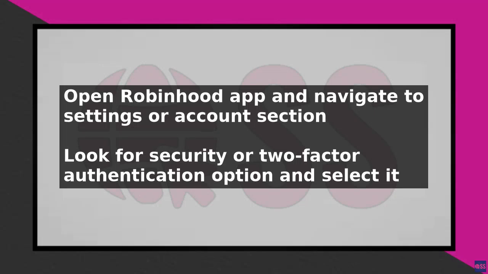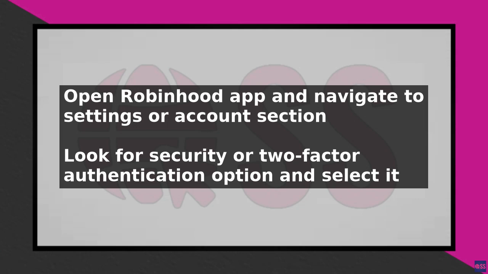To add Robinhood to an authenticator app, you will need to have a Robinhood account and an authenticator app installed on your device. The authenticator app generates a unique code that changes every few seconds, providing an additional layer of security to your account. First, open the Robinhood app on your device and navigate to the Settings or Account section.